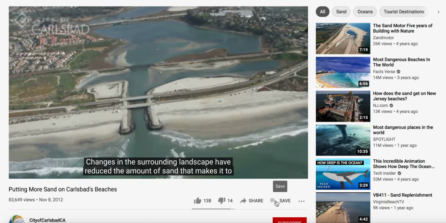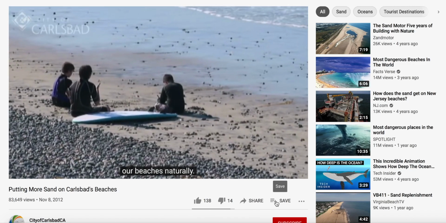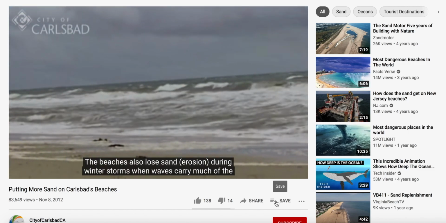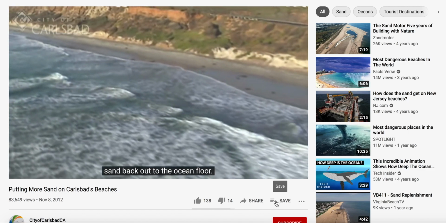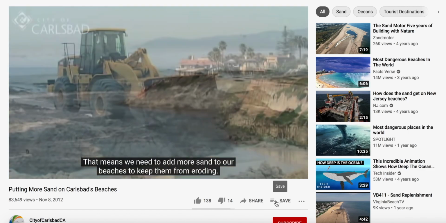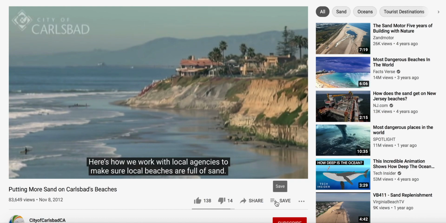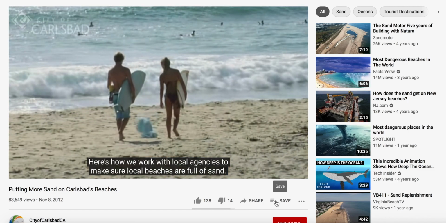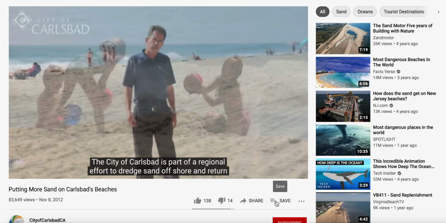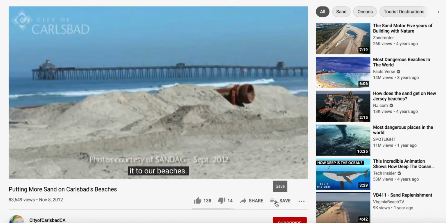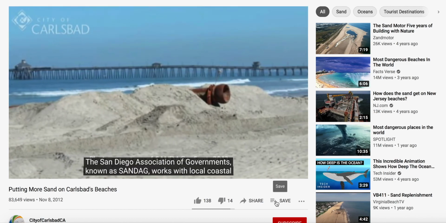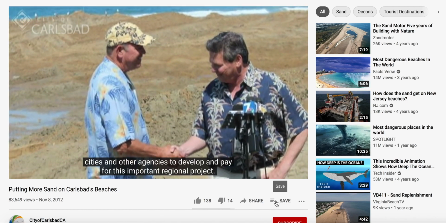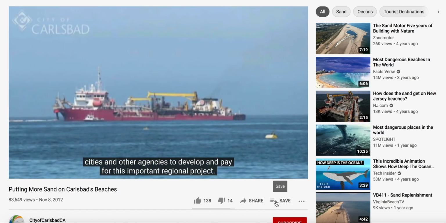Changes in the natural environment have reduced the amount of sand that makes it to our beaches. The beaches also lose sand during winter storms when waves carry much of the sand back out to the ocean floor. That means we need to add more sand to our beaches to keep them from eroding. Here's how we work with local agencies to make sure our beaches are full of sand. We are part of a regional effort to bring sand to our beach. The San Diego Association of Governments, known as SANDAG, works with coastal cities and other agencies to develop and pay for this important regional project.